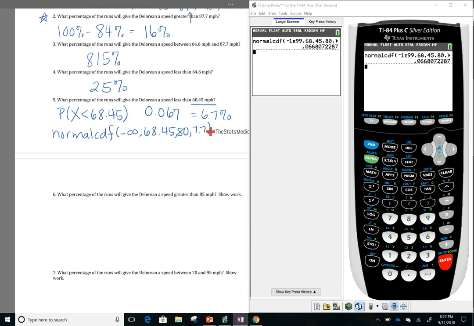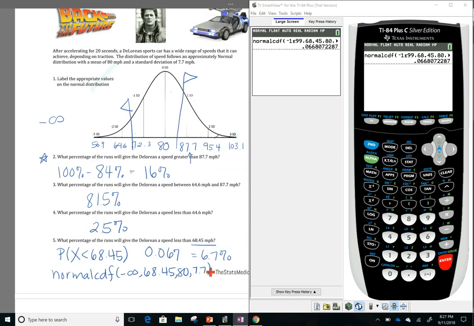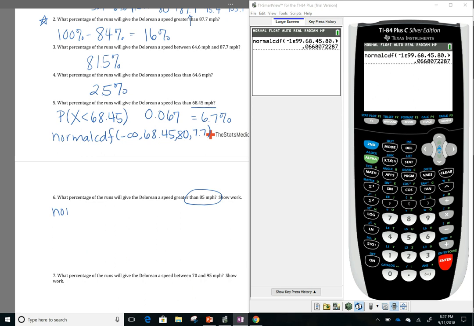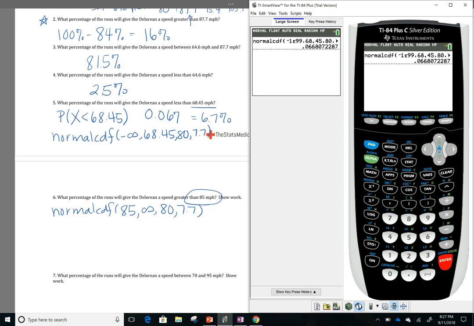Next, it asks what the percentage of runs is greater than 85. So I'm going to go back up to my chart. Greater than 85 is right in this area, and I'm going larger. So I start at 85 and go up to a very large number. So let's say I had 85 up to infinity. Same mean, same standard deviation. Second, vars, normal CDF, going from 85 up to a very large number. And I get 0.258, which is equal to 25.8%.